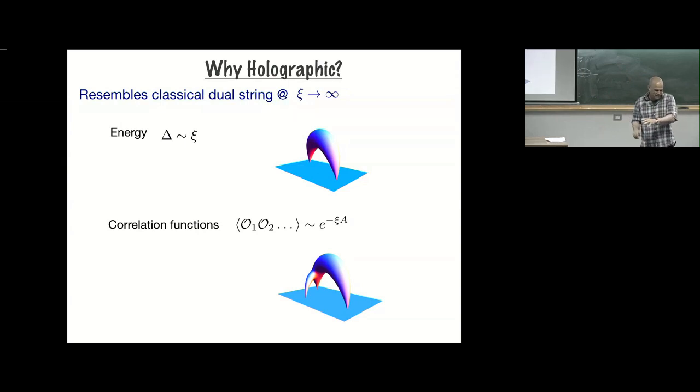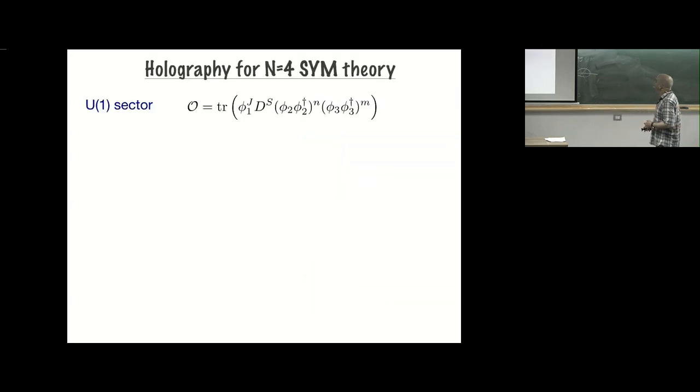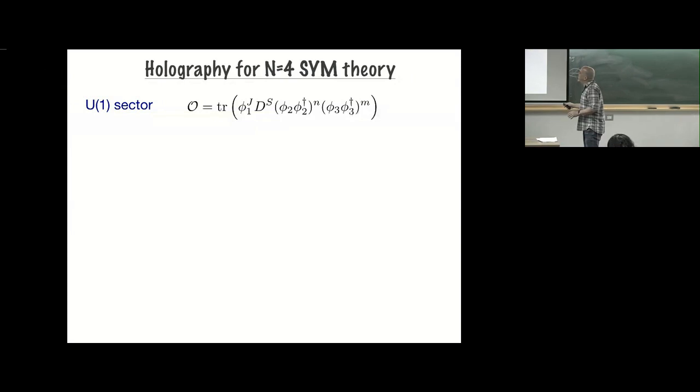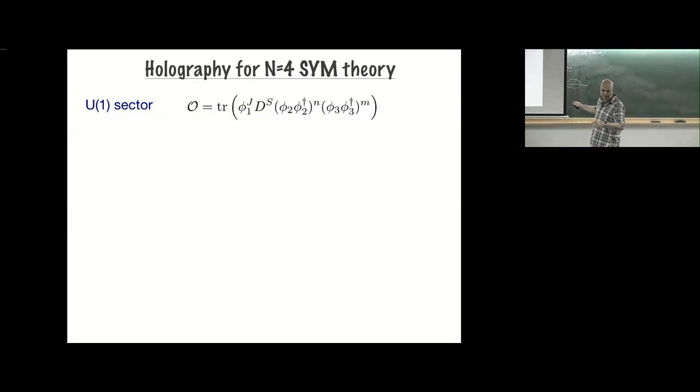Let me first make a side remark before going into details: what happens if we start from strings dual to single trace operators in N=4, and try to take the corresponding double scaling limit? For simplicity, we'll talk about what we call the U(1) sector. This is just the name for operators that carry charge under rotation of the scalars in the plane corresponding to the scalar phi1, but are completely neutral under the other scalars in N=4. It's just a choice that can be lifted later.